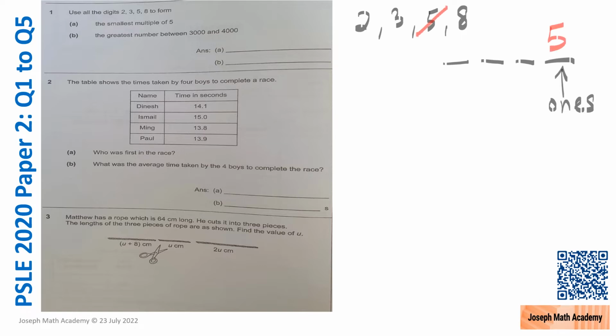So no more. Now, it has to be the smallest of all. It's the smallest 4-digit number. So if it's the smallest 4-digit number, then the thousands place has to be a 2, because 2 is the smallest digit in the 4 given to us. The next smallest in the hundreds place must be a 3. So the answer for part A is 2385.